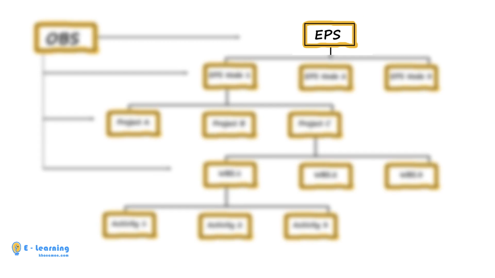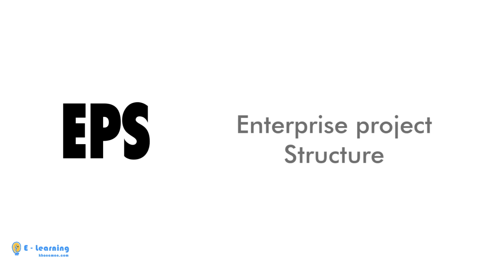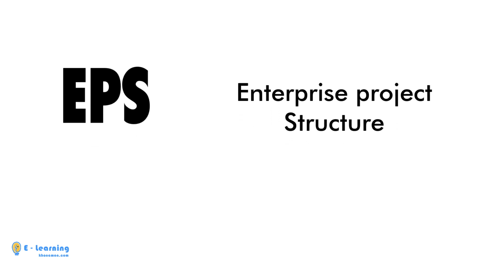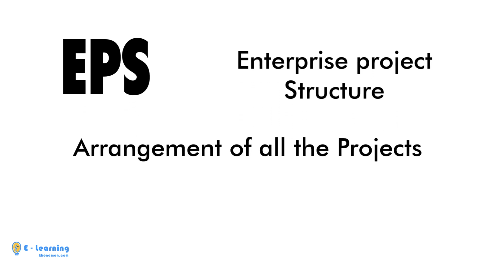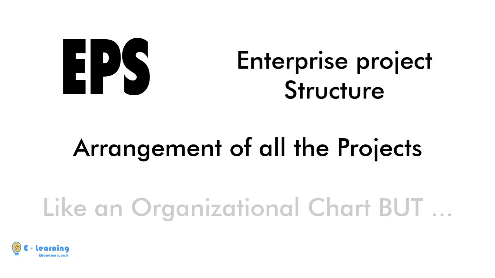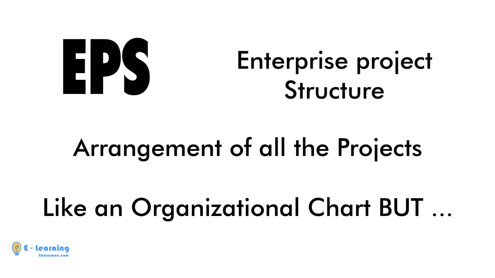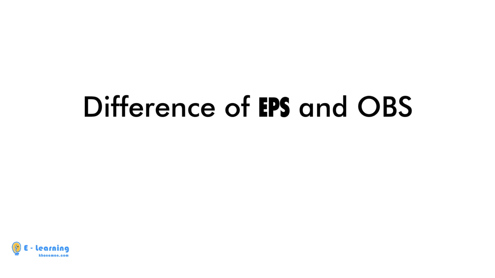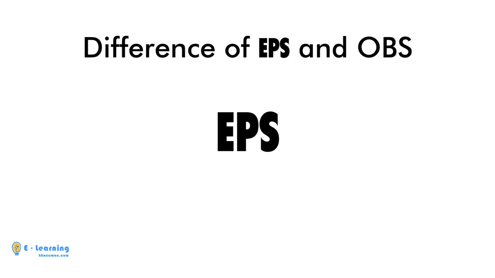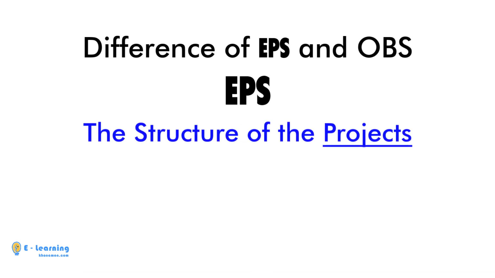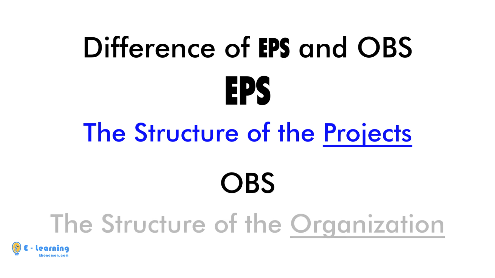Let's focus on EPS. EPS, or Enterprise Project Structure, is a hierarchical arrangement of all the projects in an organization. EPS is like an organizational chart, or in Primavera we call it OBS. The difference is, in EPS, instead of people, different groups of projects are utilized.